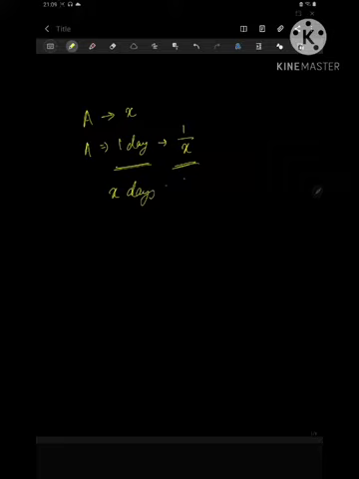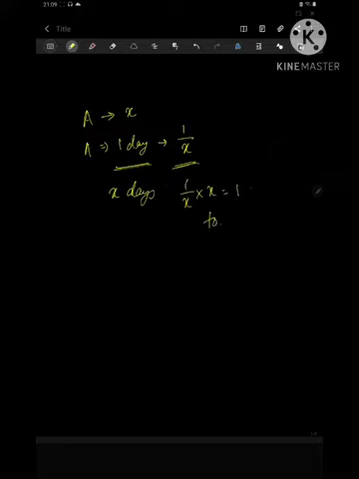and time. We know, suppose there is a person A who completes a work in X number of days. So in one day, how much work will A perform? A will perform in one day 1 by X of the total work. Why? Because if in one day A does 1 by X, then in X days A will perform 1 by X into X, which is 1.